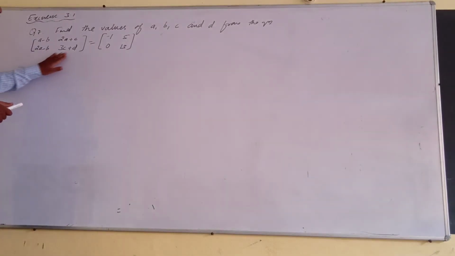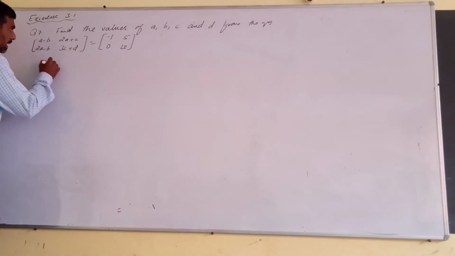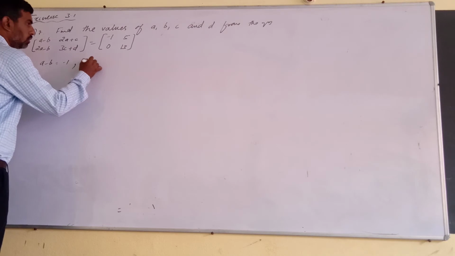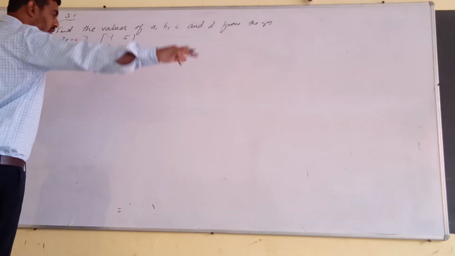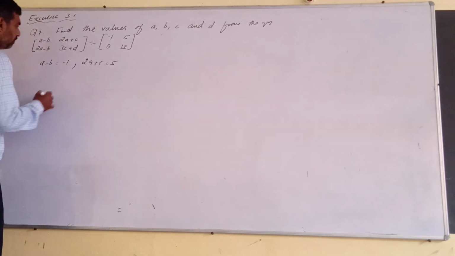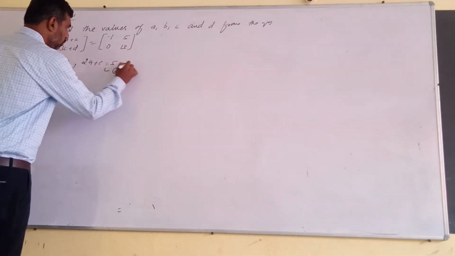Now, these two matrices are given as equal matrices. A minus B is equal to minus 1. 2A plus C is equal to 5. Equation number 1. Equation number 2.